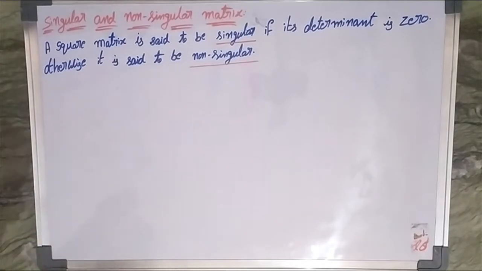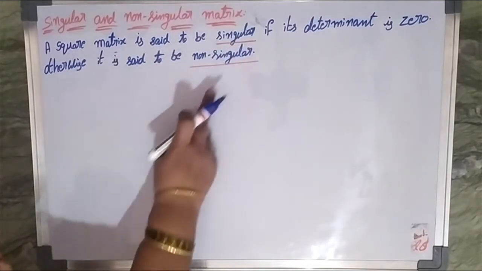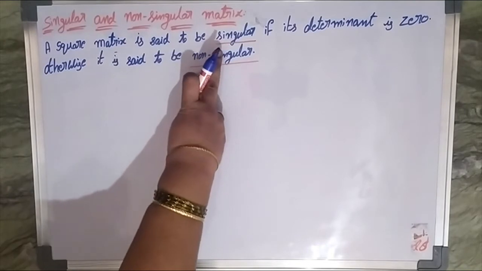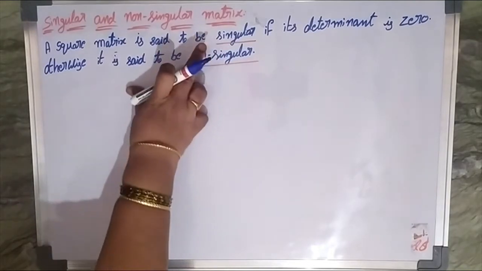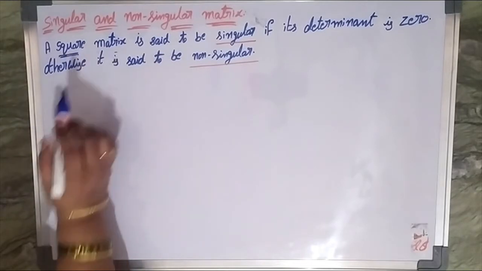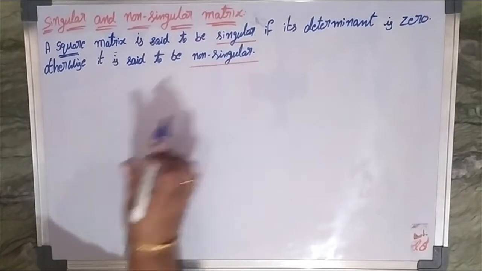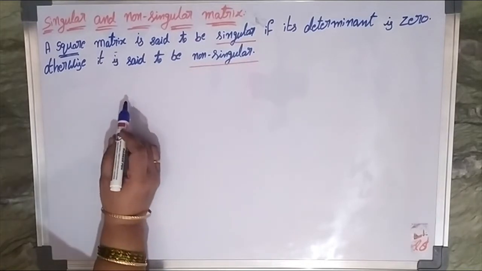The singular definition is that a matrix is said to be singular or non-singular. First, that matrix is a square matrix. This is an important point. If a square matrix is said to be singular, then the determinant value is 0.